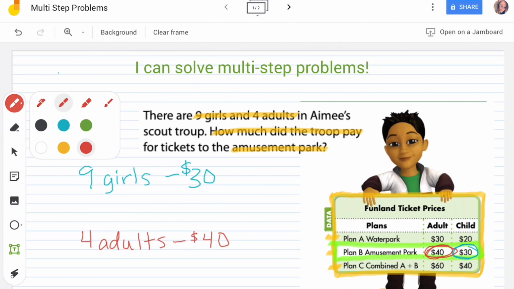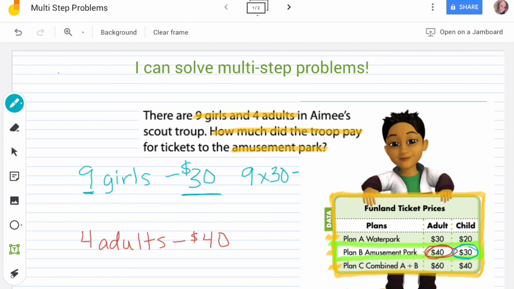So that means that I have groups of tickets. Let's take a look at this. I have 9 groups of how many? That's right, 30. And I can represent that as a multiplication problem. 9 groups of 30 is going to give me the total amount spent on the girls' tickets.